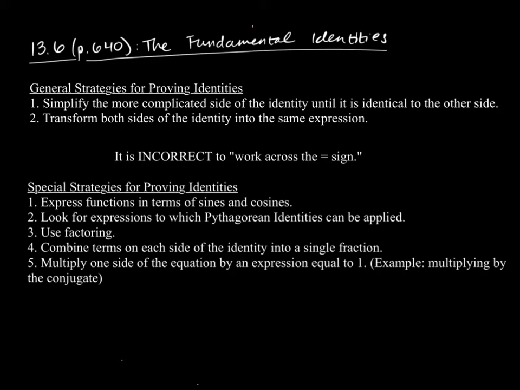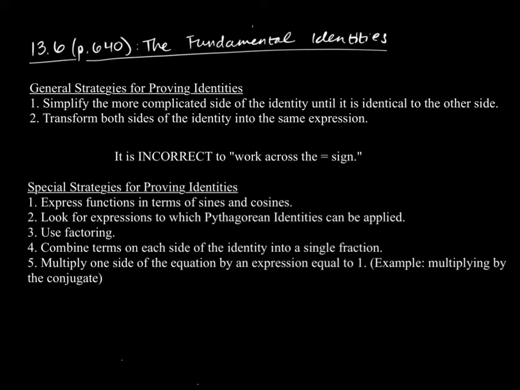The second strategy is transform both sides of the identity into the same expression. So transforming both sides of the identity into the same expression means you can start on one side, work your way to a halfway point, start on the other side, work to the same halfway point, and then they're equal to each other, okay? They are not saying, however, that you can work across the equal sign. This is wrong, okay? If at any time you find yourself working across the equal sign, you are doing it wrong. Got it? So that's important to keep in mind.